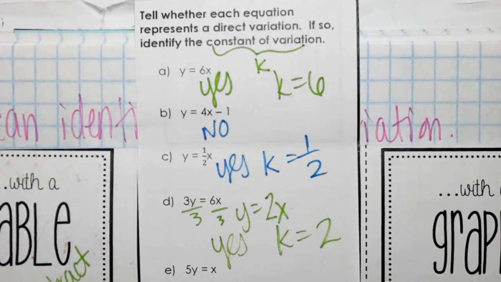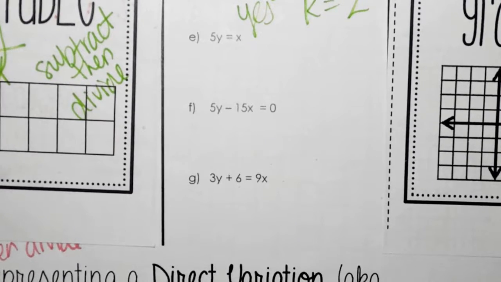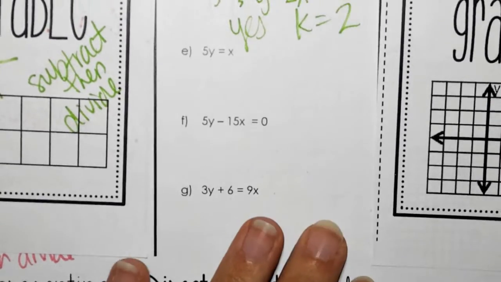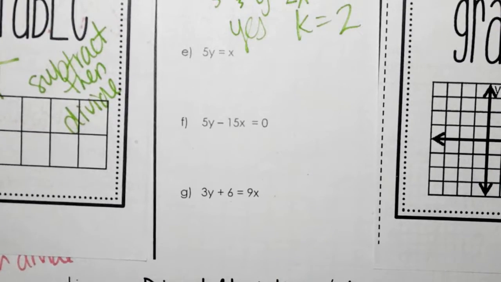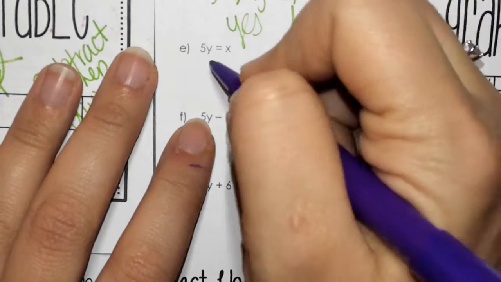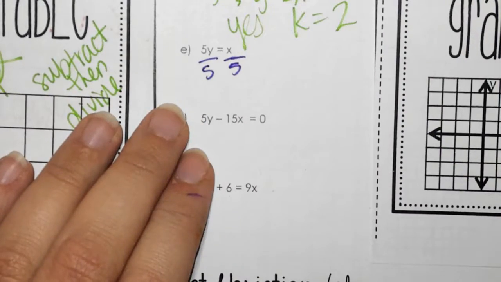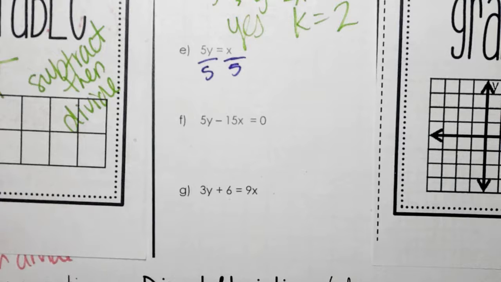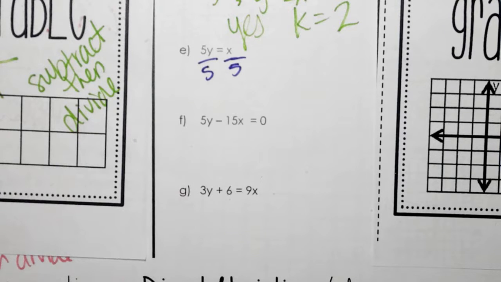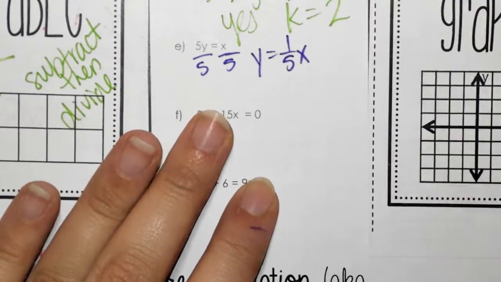Alright, now we are going to finish this, which you were supposed to attempt for homework, which I'm sure each and every one of you did. Alright, so on E, we had to get y by itself. So what would we do to get y by itself? Divide by 5. Now tell me, what number is in front of x over there? A 1. And what's 1 divided by 5? It is not 5. So we leave it as a fraction, and it's 1/5 x.